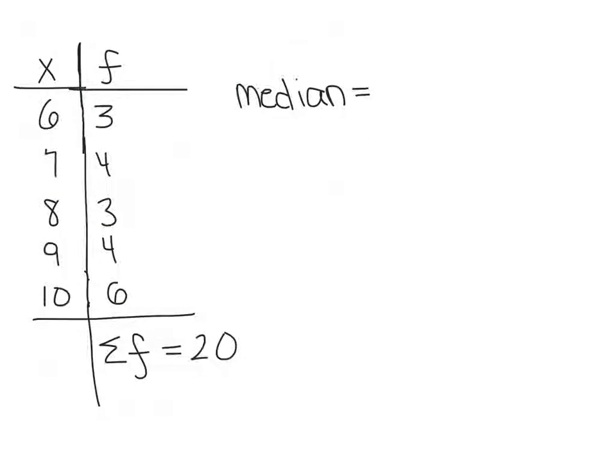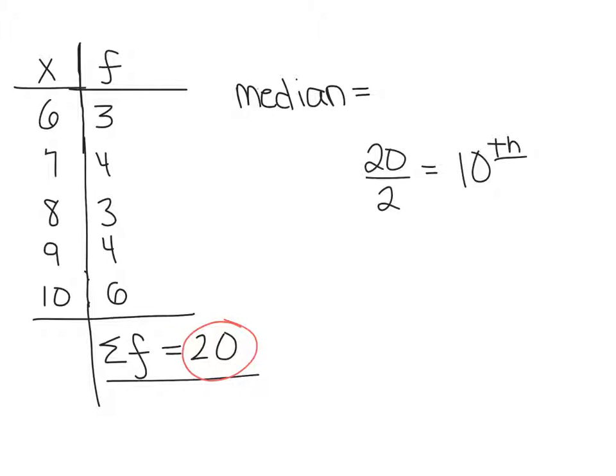To find the median, we're just going to look at the first two columns of our chart. I'm going to look at the x values and the frequencies, and then the sum of the frequencies. So first, you're going to take the sum of the frequencies, which is 20. That tells me that there's 20 total values in my data set. You'll take that value and divide by 2. And we get 10.